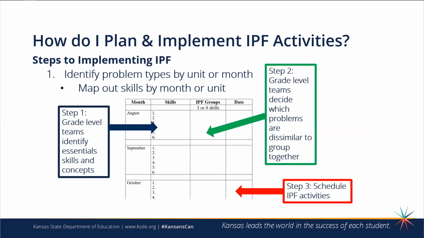So there's a planning document here. Feel free to modify this to suit your situation. But essentially, in grade level teams or course by course, that's how I like to do this, you sit down and, all right, what skills are we learning in August, September, October? Which ones are we going to group together and so forth?